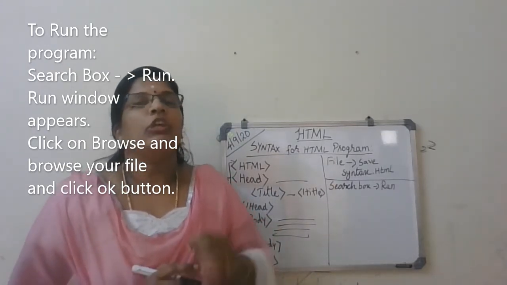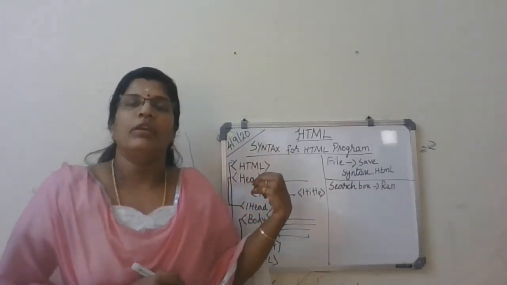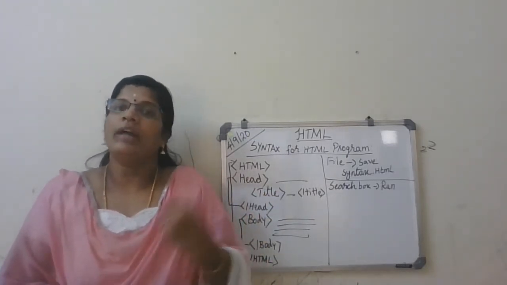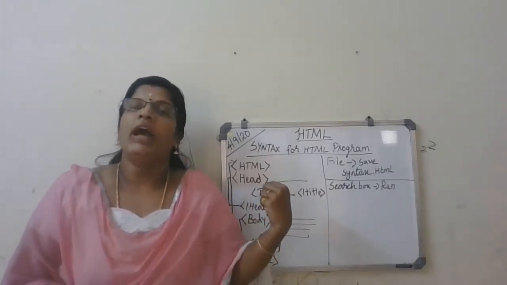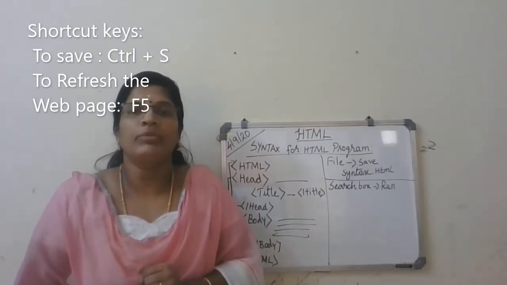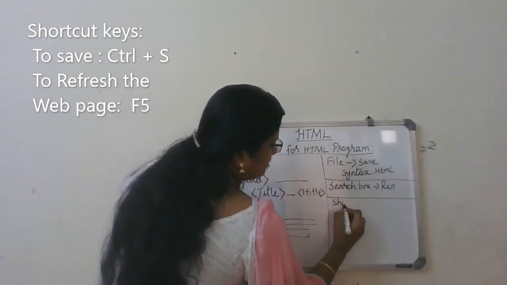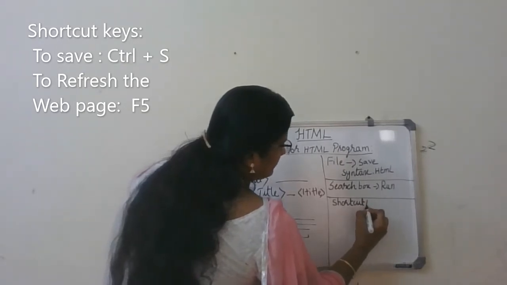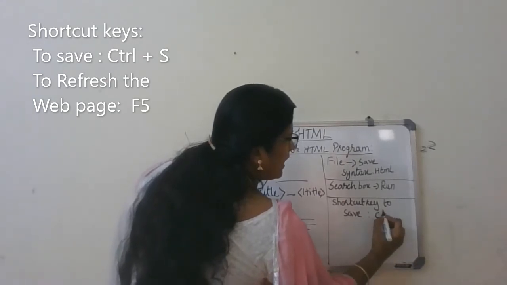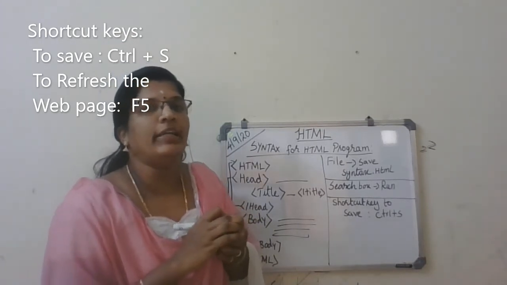Okay, and if you're not getting a proper display, that means if there is any mistakes in the program, what will you do? You have to correct it. You have to correct whatever the mistakes you have made, and after making a correction, again you have to save it. Okay, so shortcut key for saving it, to save, Control plus S. It's a shortcut key to save.